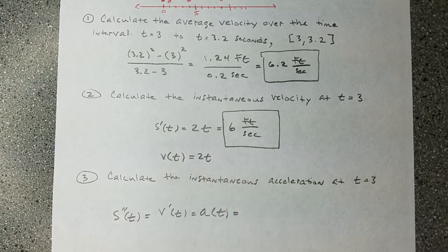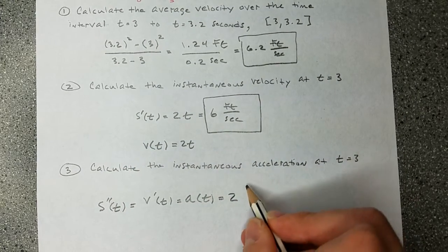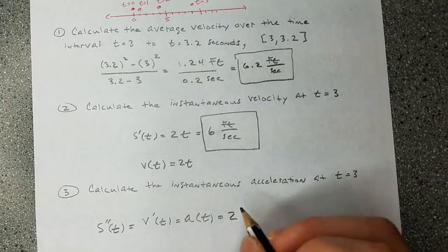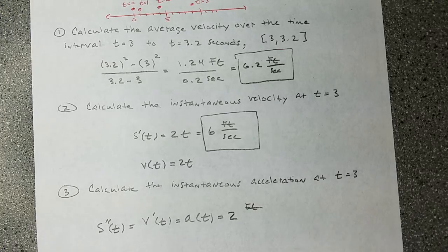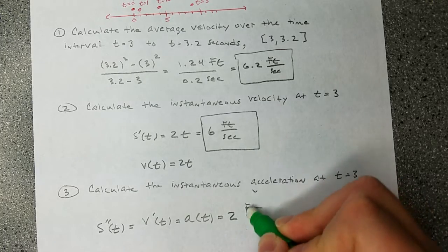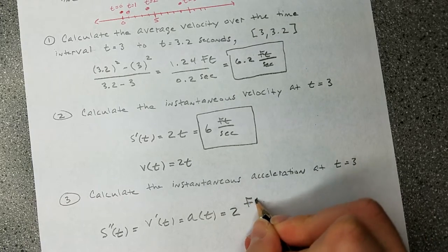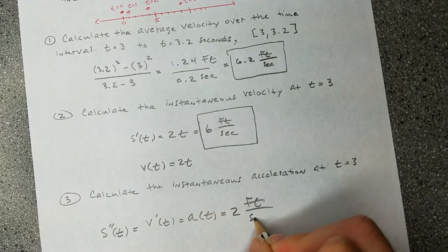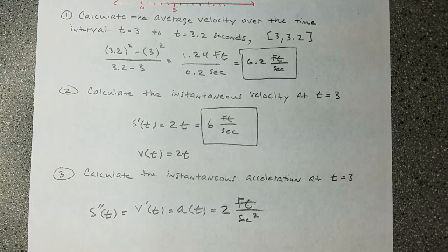In this case, what is it? What's the derivative of 2t? It's just 2. Units, what are the units of it? Well, it's going to be feet per second squared. 2 feet per second squared.